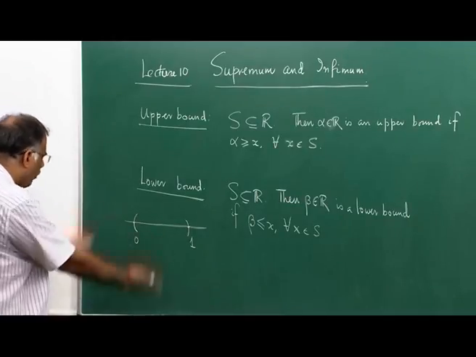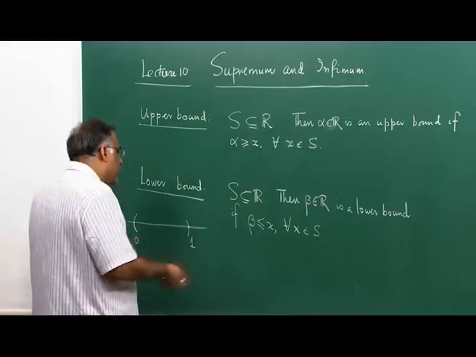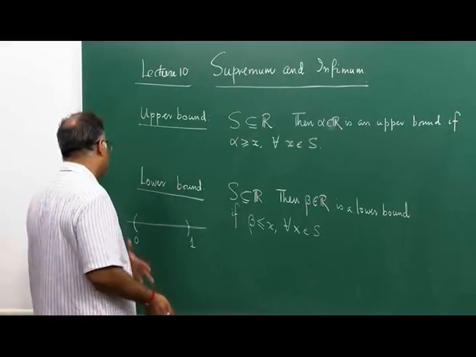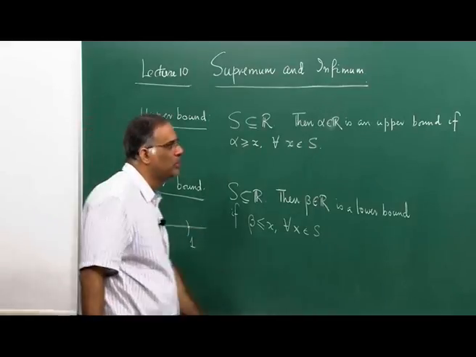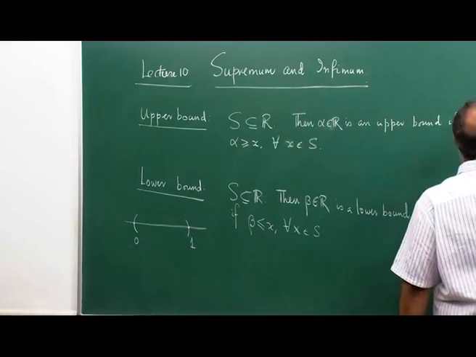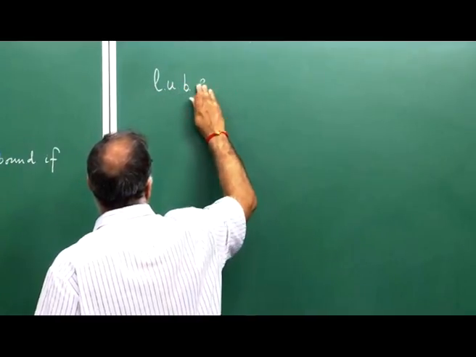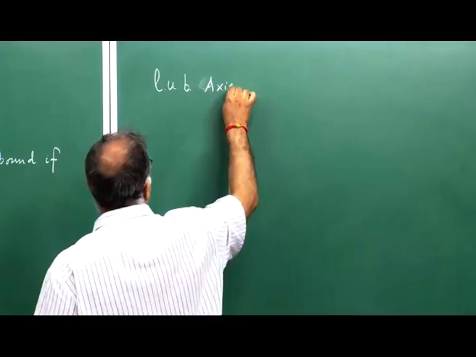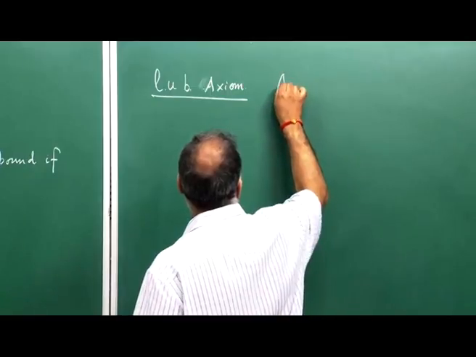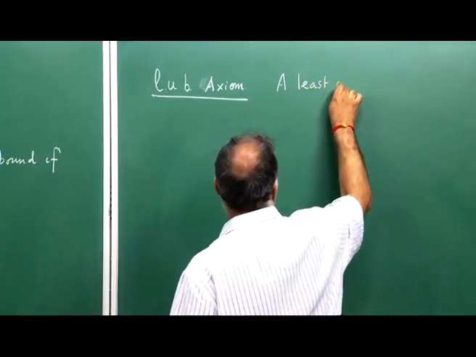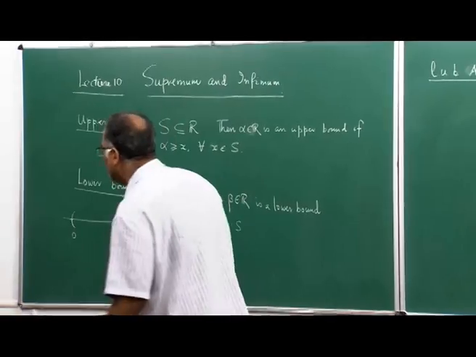This looks so obvious that you really do not go and try to prove that there exists a least upper bound or a greatest lower bound. You take them as an axiom. So, the first axiom is called the least upper bound axiom, or LUB axiom. A least upper bound exists. An axiom is something which is such an obvious truth that you do not really prove it.